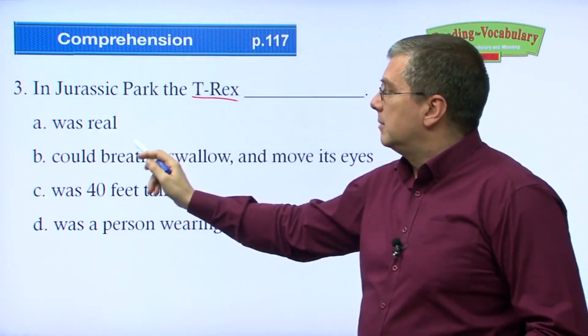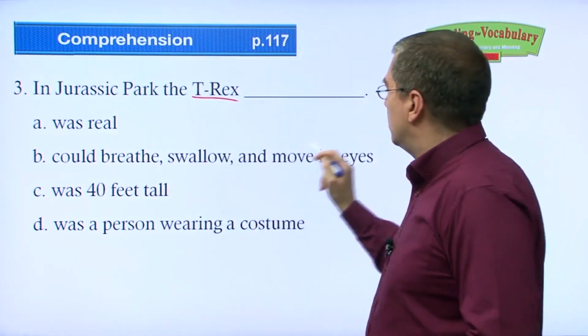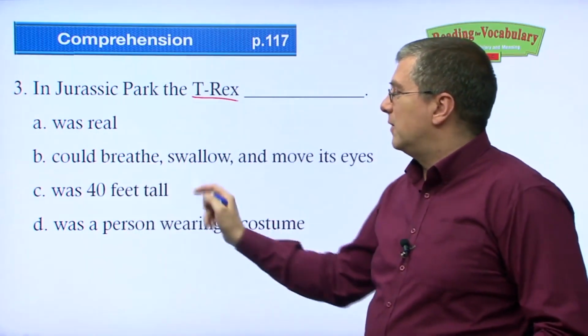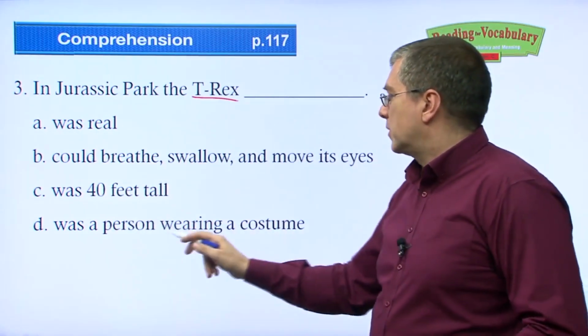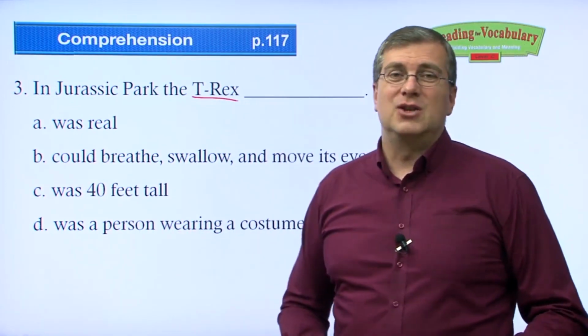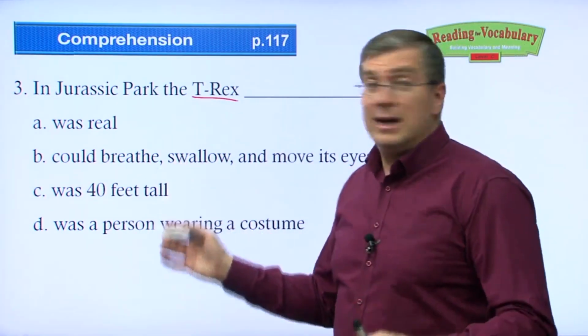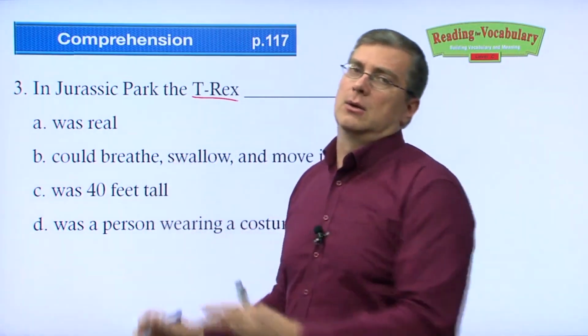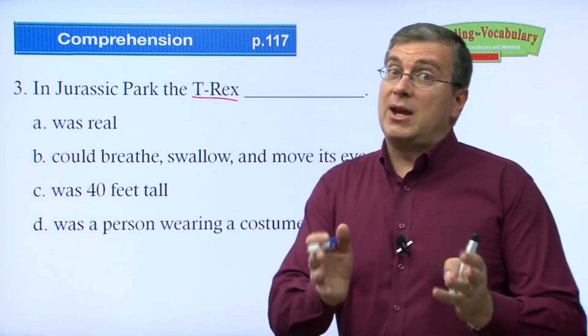what? A, was real. B, could breathe, swallow, and move its eyes. C, was 40 feet tall. D, was a person wearing a costume. So what was true about the T-Rex in Jurassic Park? It was real. Right? That's the right answer. No, I'm sorry. And thank goodness.